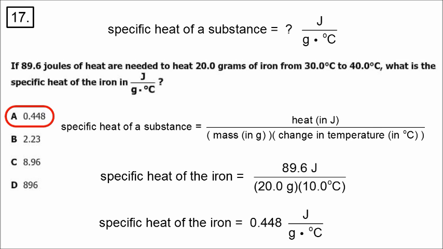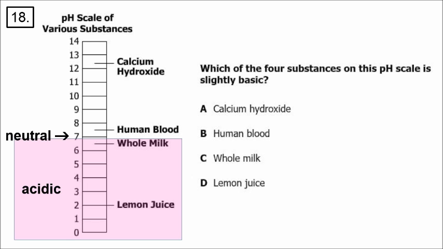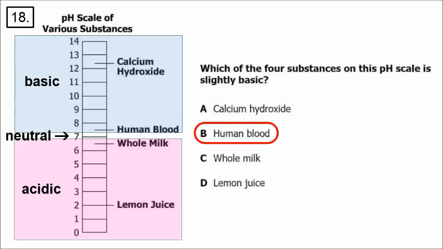answer is A. Number 18 is asking which of the 4 substances on this pH scale is slightly basic. We should know that a pH of 7 is neutral. We should know that a pH less than 7 is an acid or is acidic, and that a pH more than 7 is a base or is basic. So slightly basic in this case would be just above pH 7. Correct answer is B, human blood.